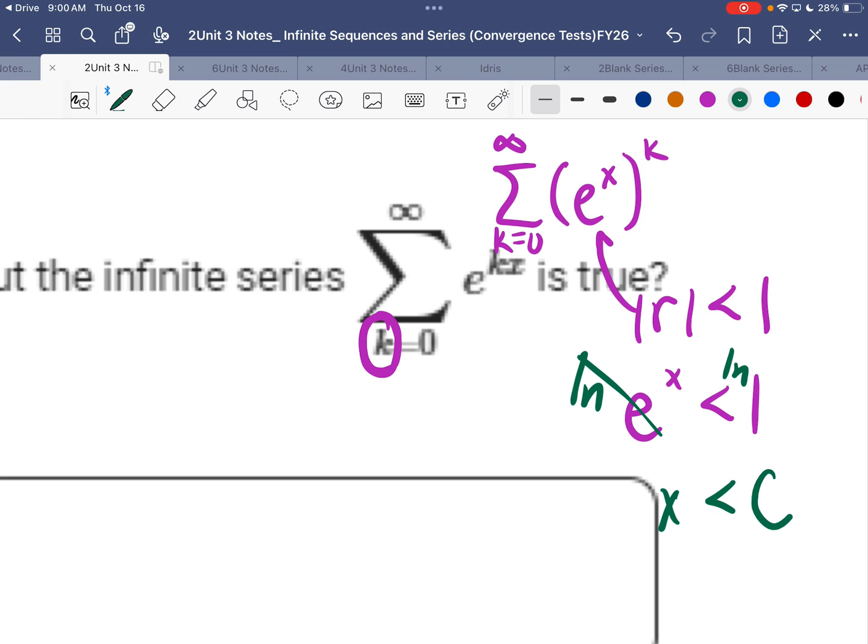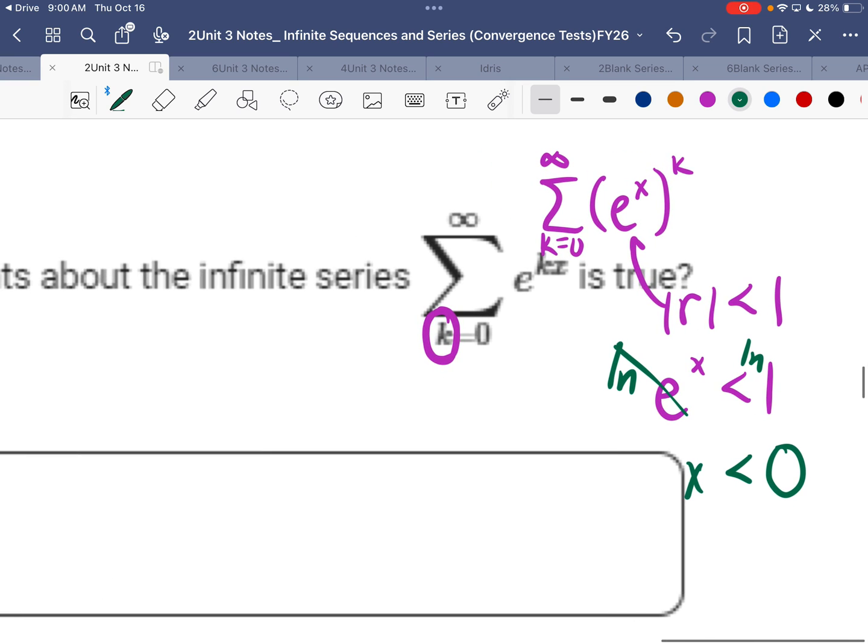Ln of 1 is 0. So I already know I'm picking the ones where x is less than 0. And then I have to find the first term. Finding the first term would be e to the x to the 0, which would be 1. A lot of you might have put c, thinking the first term was e to the x. But it was e to the x raised to the 0, so it was just 1.